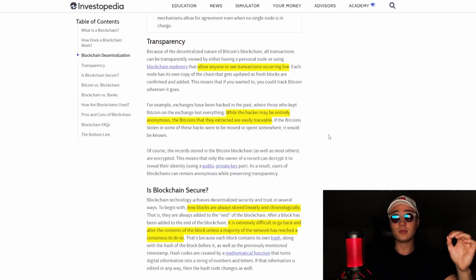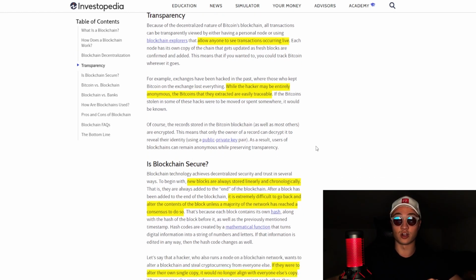Even though exchanges have been hacked in the past, and a lot of people lost everything, in this case the hacker may be entirely anonymous, but the Bitcoin that they extracted is not anonymous, and it can be found. This is how regulators are actually finding a lot of lost Bitcoin from the past, by simply following the chronological order of the blockchain.